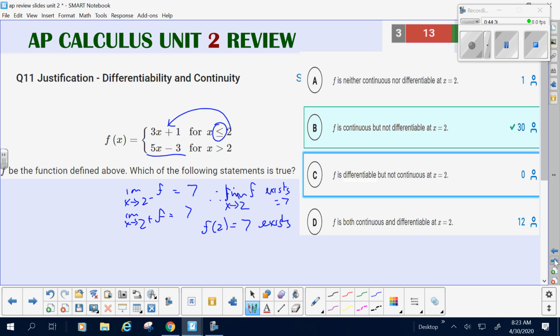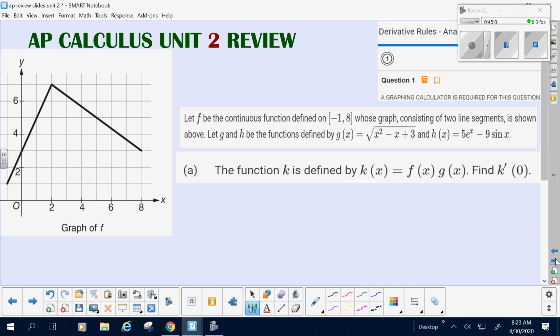But what about differentiability? Well, think about it. You're talking a slope of 3 meeting a slope of 5. That's going to be a sharp turn, not in between. So no, it's not differentiable. It is continuous but not differentiable. And those of you that said continuous and differentiable, you made a bad call. That's not true.